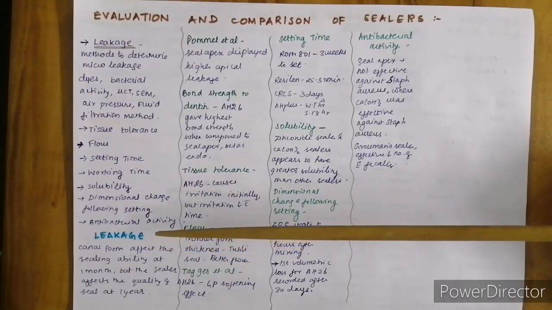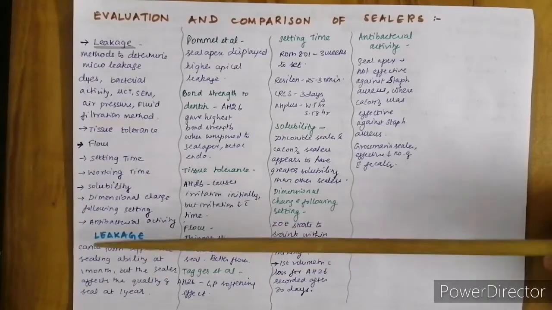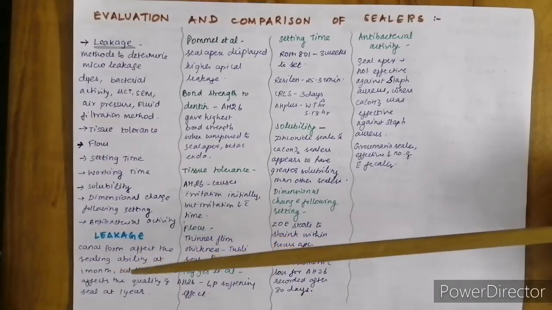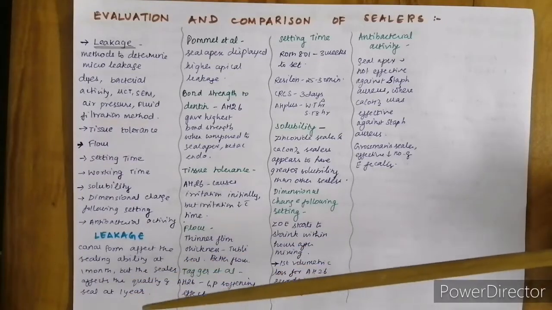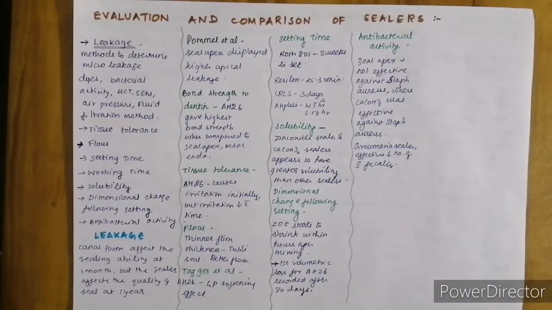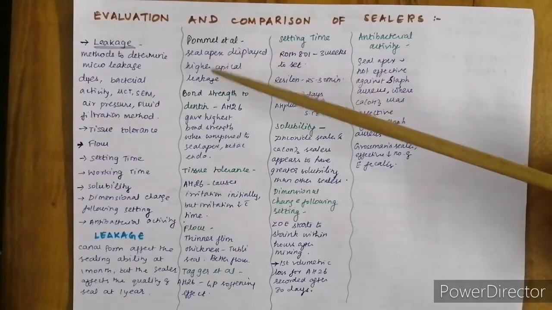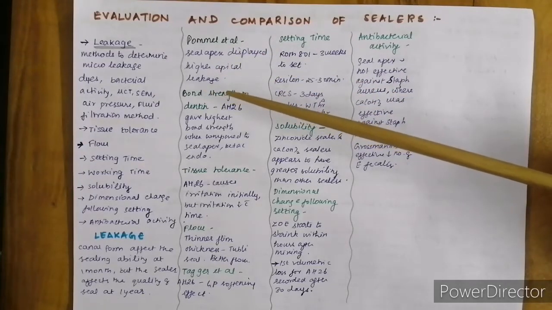Okay. Now let us discuss leakage. The canal form would affect the sealing ability at 1 month, but the sealer affects the quality of seal at 1 year. So leakage is affected by two factors: your canal form and also your sealer. The sealing ability influenced by canal form, we can identify within 1 month, but the sealer affects the quality of seal at 1 year. I hope you can understand that. Then according to Pommel et al., Seal Apex displayed higher apical leakage.